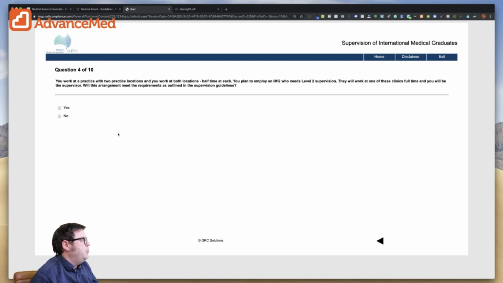You work at a practice with 2 practice locations, and you work at both locations, half-time at each. You plan to employ an IMG who needs level 2 supervision. They will work at one of these clinics full-time, and you will be the supervisor. Will this arrangement meet the requirements as outlined in the supervision guidelines? Well, unless there's a co-supervisor at the clinic the rest of the time, which they didn't clarify, it wouldn't, because it has to be 80% of the time. So that's no, because you'll be away for half the time.